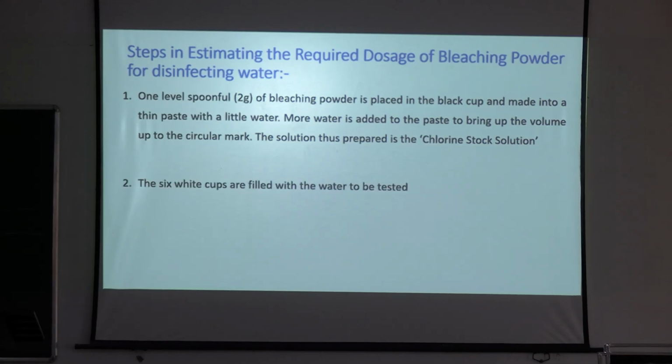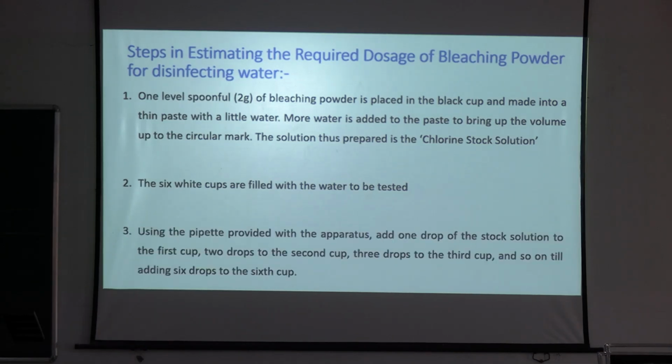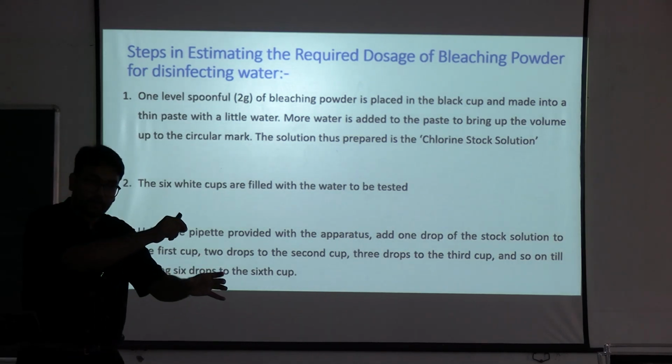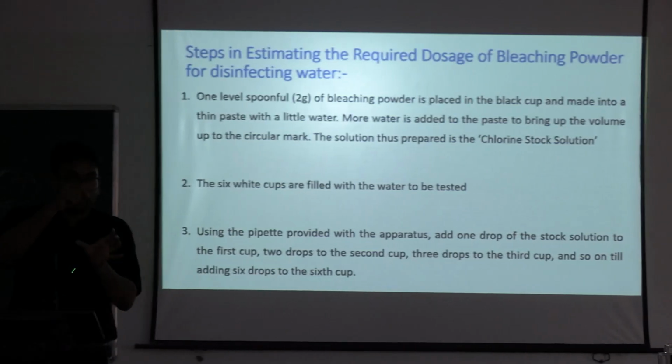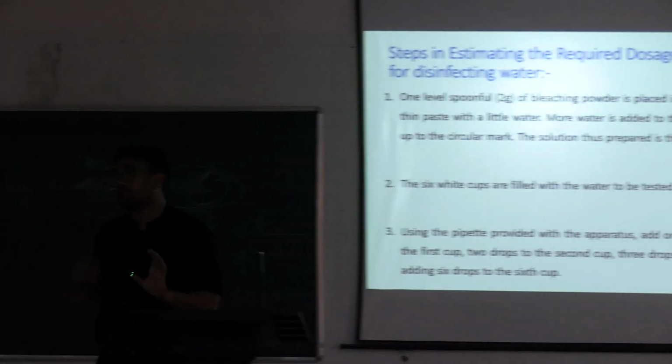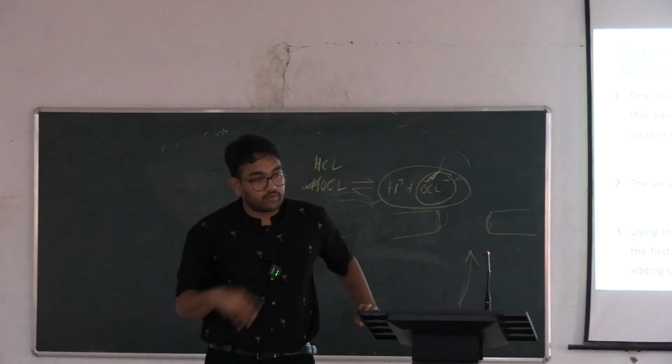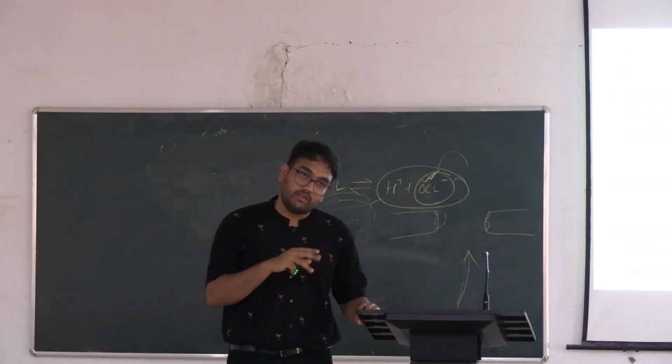Now the 6 white cups will be filled up to their water mark. In each of these 6 cups, 200 ml of water we will fill. Then, using the pipette provided with the apparatus, we will add drops of the stock solution into each of these cups. In the first cup we will add 1 drop, second cup 2 drops, third cup 3 drops, like this. In the 6th cup we will add 6 drops. So 1, 2, 3, 4, 5, 6 drops we will add.